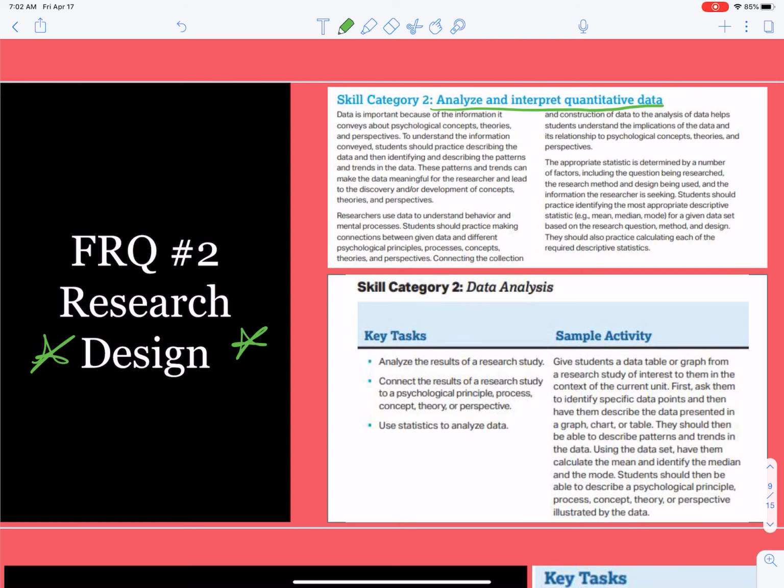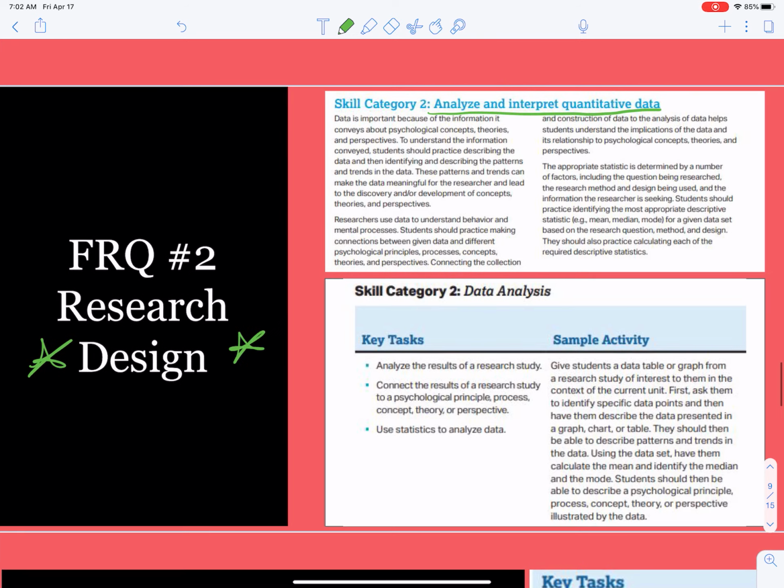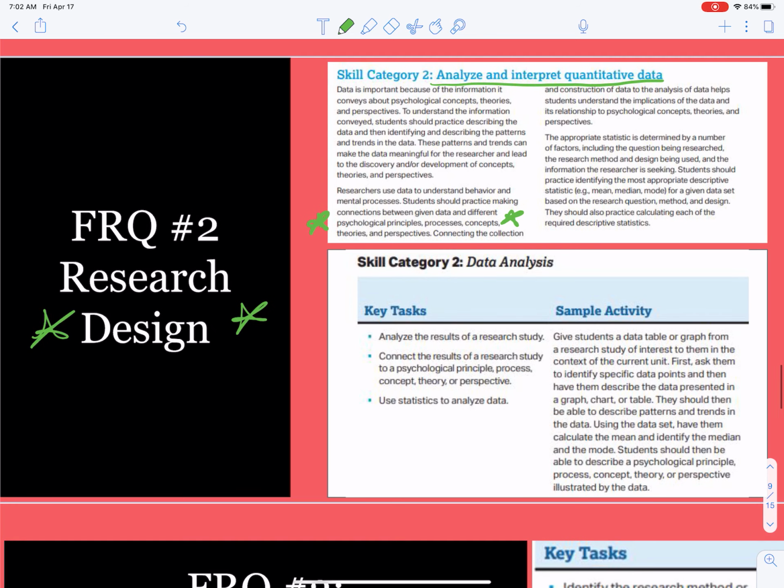Okay, so it's very important that you be able to make connections between the data and psychological processes and concepts that you've learned about. Okay, so we have data analysis. You will be able to analyze the results of a research study, connect them to different psychological perspectives and principles, and also use statistics to analyze data.